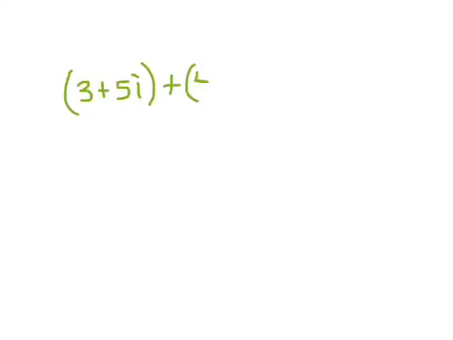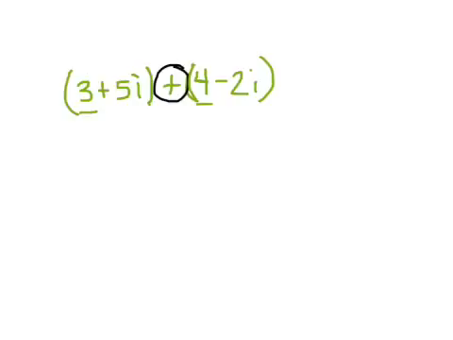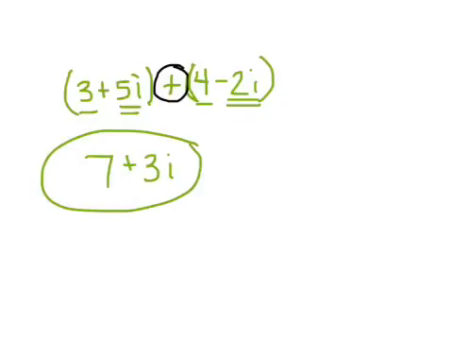plus 4 minus 2i. Now, a lot of times, most people end up trying to FOIL this. That's not what's happening here, because we actually have a symbol in between there. That symbol right there means to add. So this is nothing more than combining like terms. So 3 plus 4 is 7, and 5i plus -2i is 3i, and I'm done. That's as simple as adding gets.